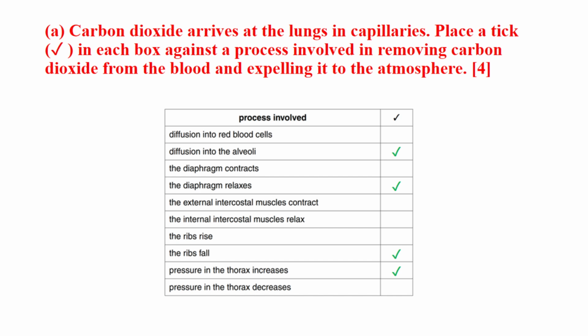First up, let's discuss how our body deals with carbon dioxide. In the lungs, carbon dioxide arrives through the capillaries and must be removed effectively. The key processes involved include diffusion into the alveoli. The diaphragm relaxes. The ribs fall. Pressure in the thorax increases. These processes ensure that carbon dioxide, a waste product of metabolism, is efficiently removed from our body.